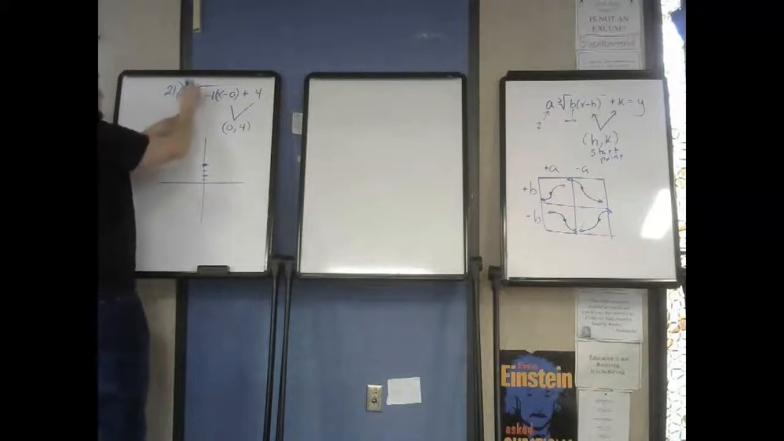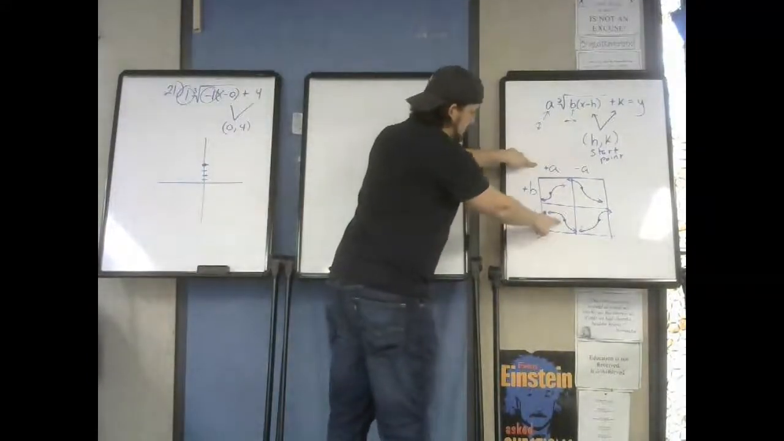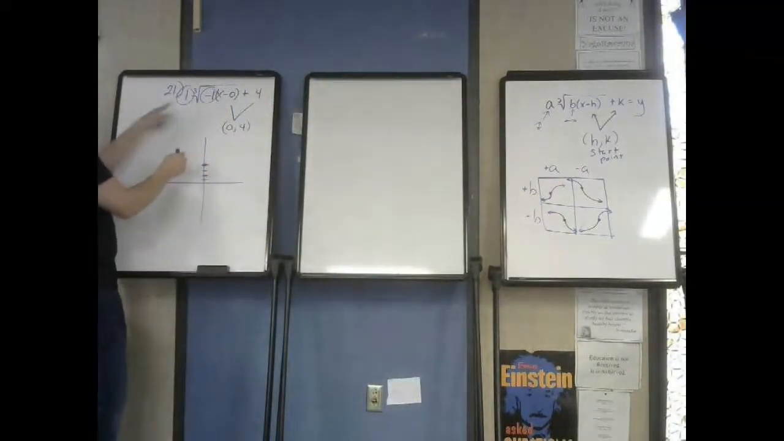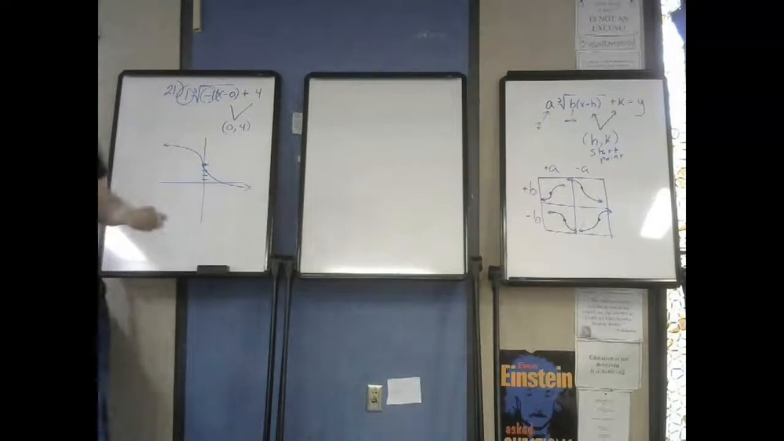I've got a positive a and a negative b. Positive a and negative b looks like this shape. Okay? So it's going to look like this. It's going to go up and left, but don't forget to give it a tail. There we go. And that's it. So that's graphing cube roots.